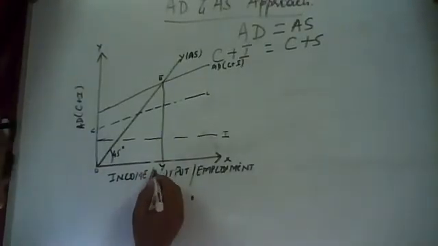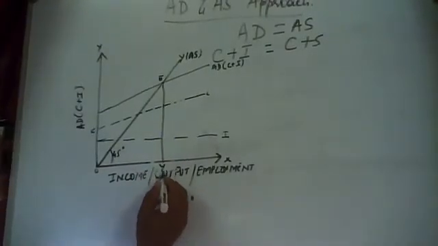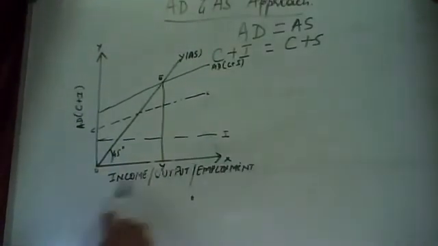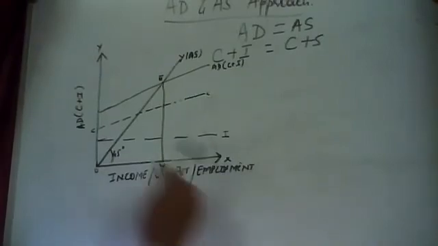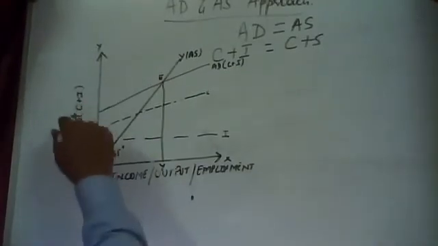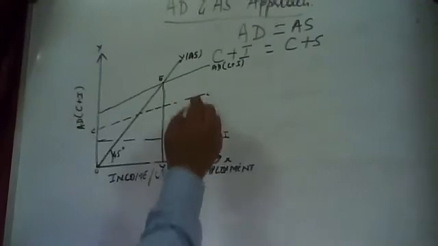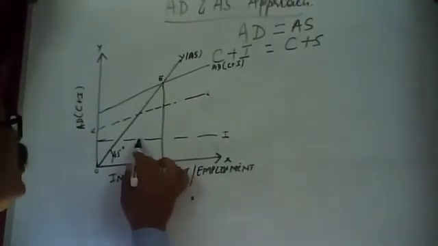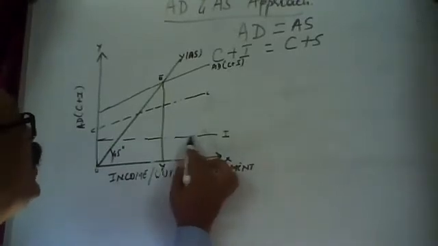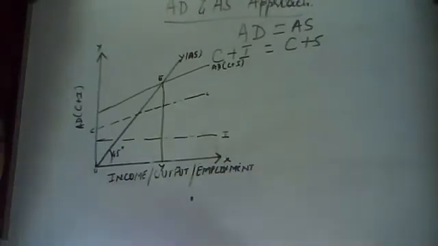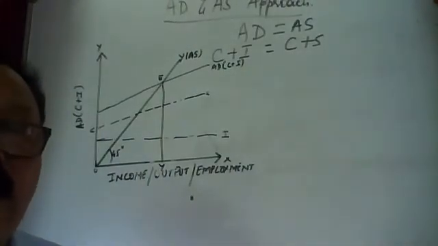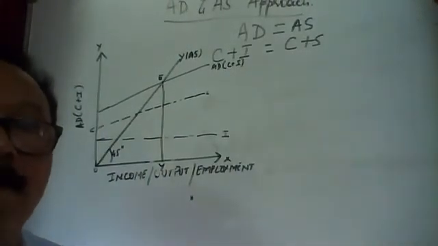Income, output, and employment. On the x-axis, we have taken income, output, and employment, and on the y-axis we have AD, which is the summation of C plus I. I is the investment, a dotted line running parallel to the x-axis, because investment normally is always the same at every level of income.